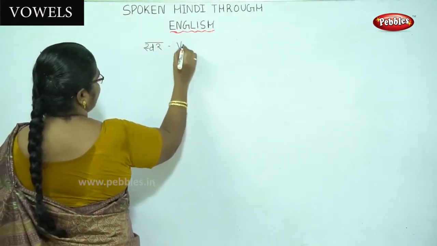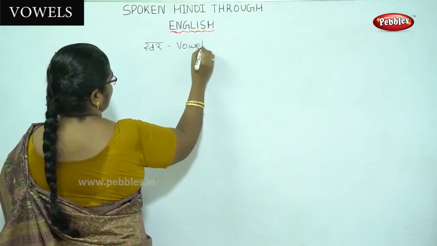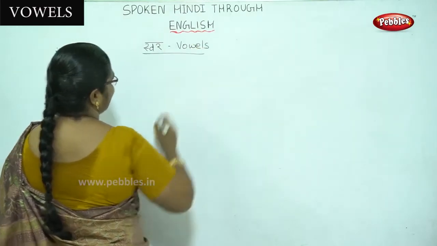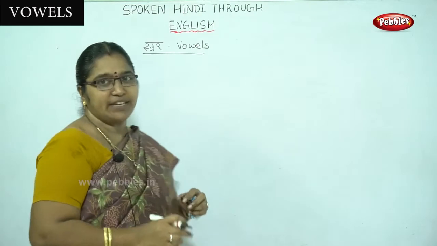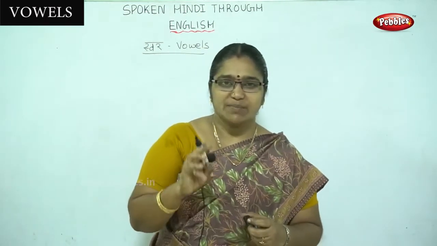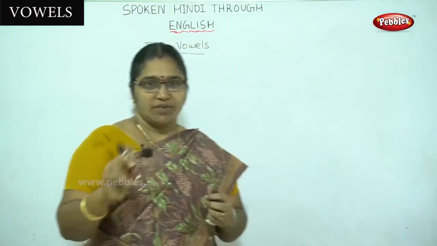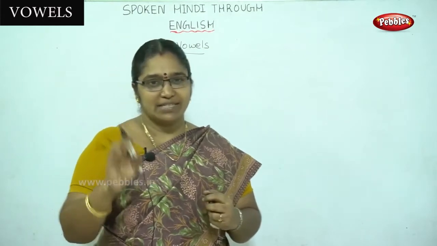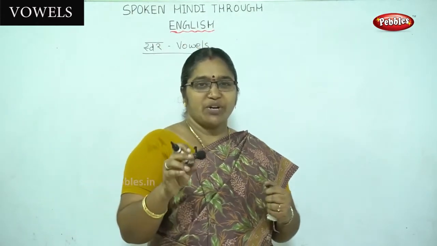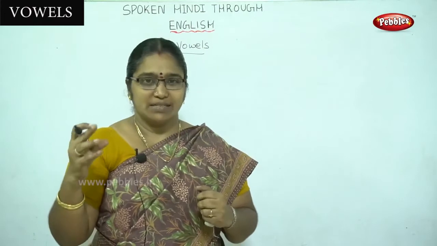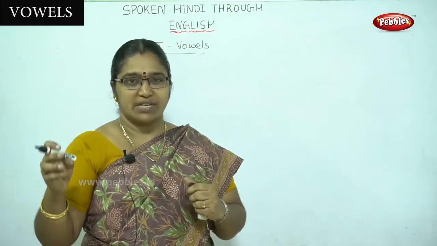Swar, that is vowels. The first basics in English. For that we have to learn some letters, then only we can read sentences, paragraphs, etc.